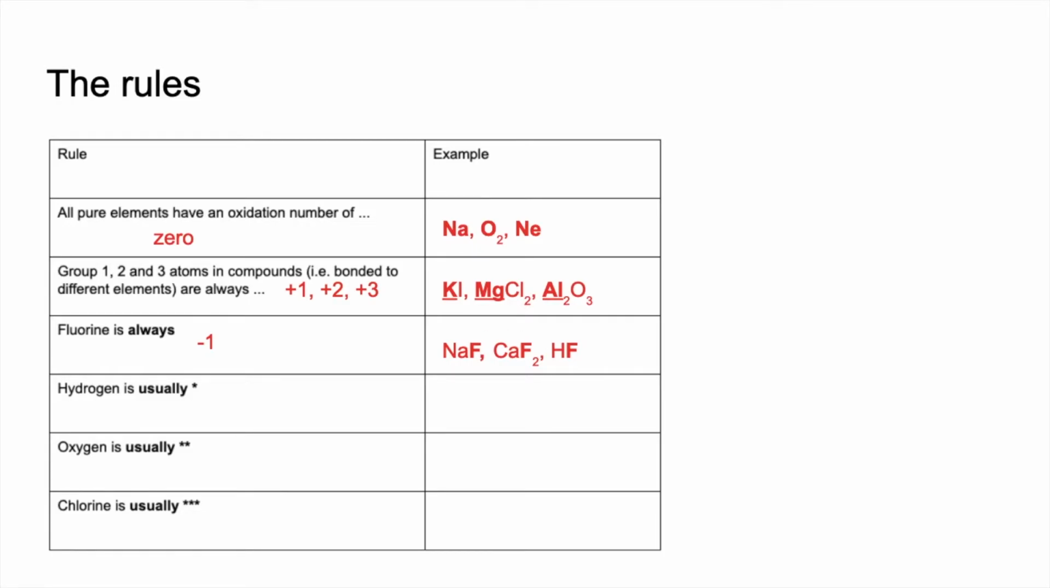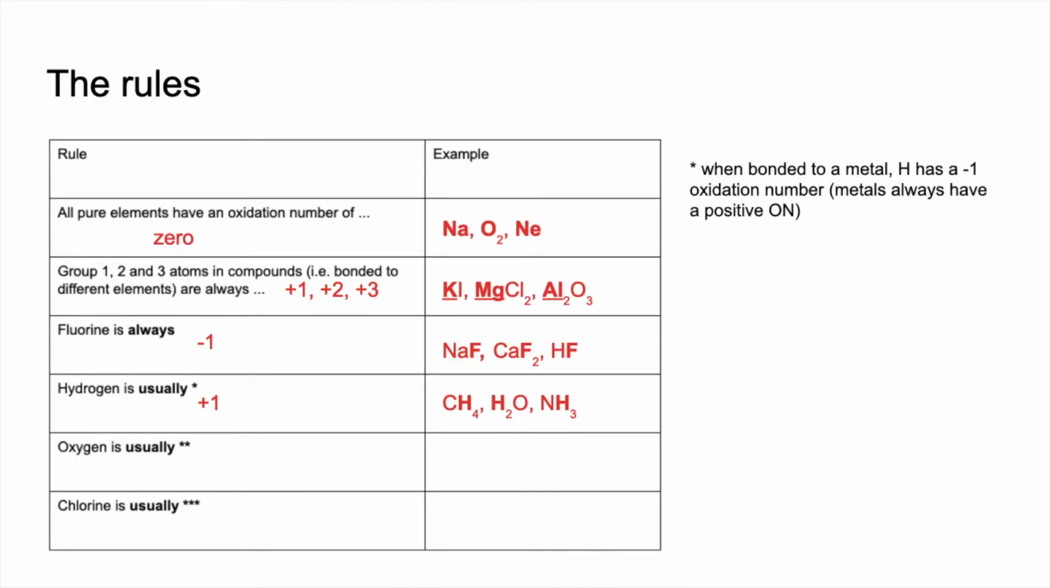Okay, the next 3 are a little bit trickier because we move away from always in the rule and it goes to usually. So hydrogen is usually +1. So some examples of that: hydrogen in methane, hydrogen in water, hydrogen in ammonia, +1. So when is it not +1? It's when the hydrogen is bonded to a metal. So that's called a metal hydride, and hydrogen has a -1 oxidation number then. And that's basically because metals always have to have a positive oxidation number. So when bonded to a metal, hydrogen has a -1 oxidation number.